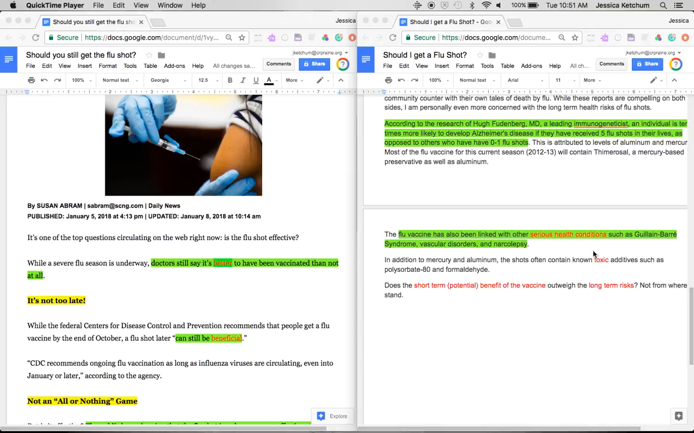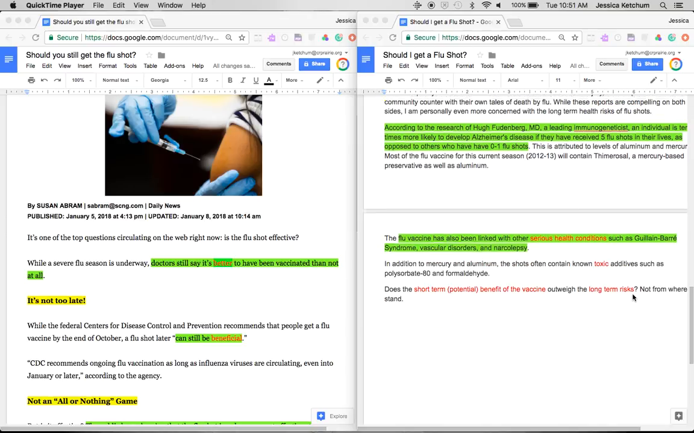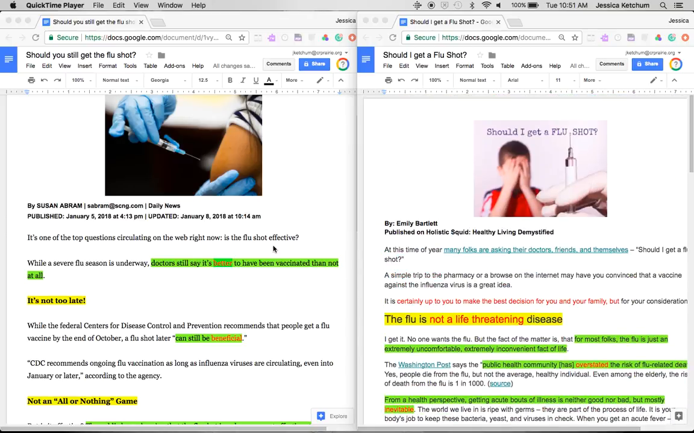Plus, when they talk about words like serious health conditions and how it's toxic and has long-term risks, the author is pretty clear in his or her opinion that the flu shot is not going to be something that's beneficial. The last thing you can do, again, is to always think about the credentials.